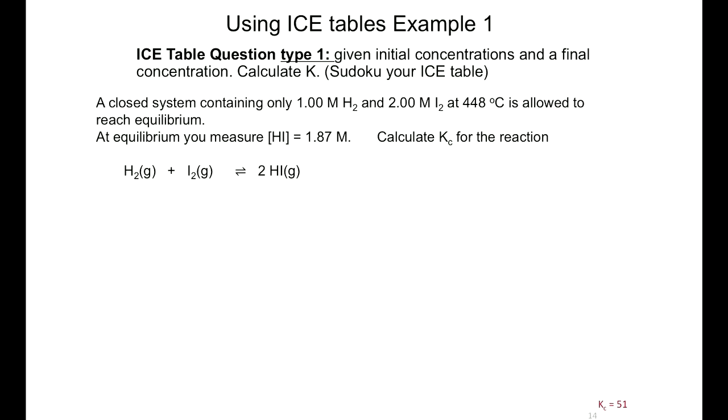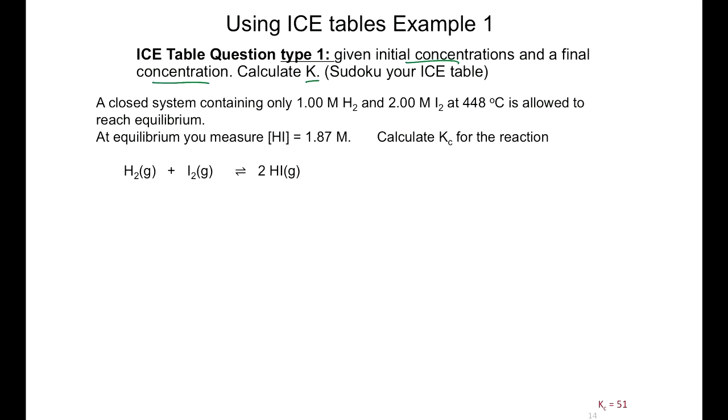So let's look at this type of ICE table and see if we can fill in what's known and figure out if we truly need the quadratic formula to solve for x. Here's the information. I call this question type 1. I give you initial concentrations, I give you a final concentration, and you calculate K. I call this "Sudoku your ICE table," meaning you fill in the known values, and that's enough information to fill in the rest of the table. I'll show you what I mean.